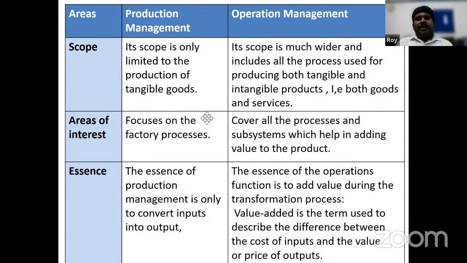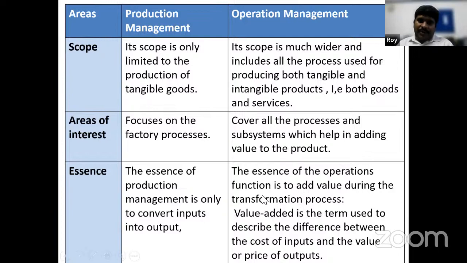The area of interest in production management is the factory process, while OM focuses on the process and subsystems which help in adding value to the product. The essence of production management is only to convert inputs into outputs. But the essence in OM is to add value during the transformation process. How you add value during the transformation process is very important: the difference between the cost of inputs and the price of the outputs. Here we are adding some value for the customer in the process, whereas there only the conversion of inputs and outputs is focused on.